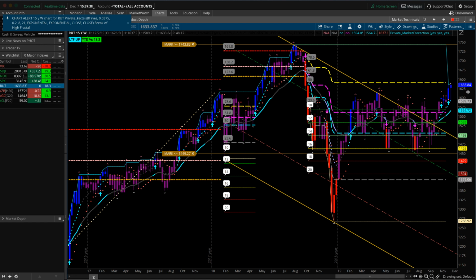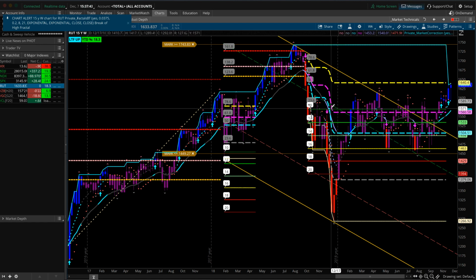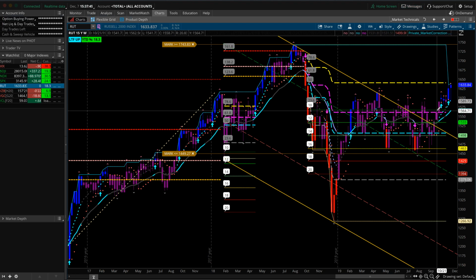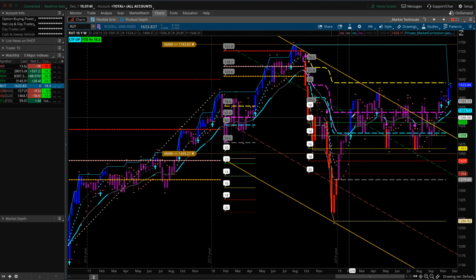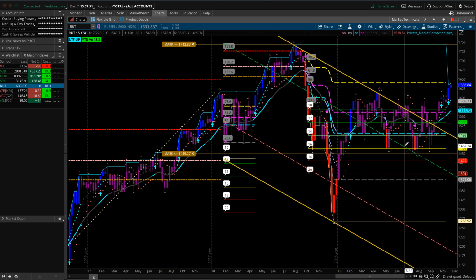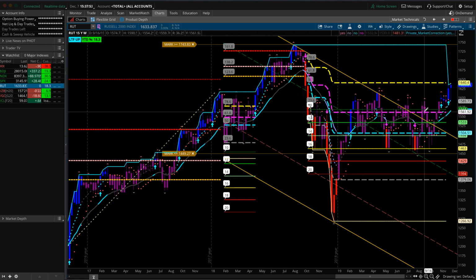Now here's the Russell 2000. This is the one that's been languishing in correction territory for a year now. Yes, this is the previous correction. So you can see the ambush zone was in play a lot here. The chart just got really, really messy.